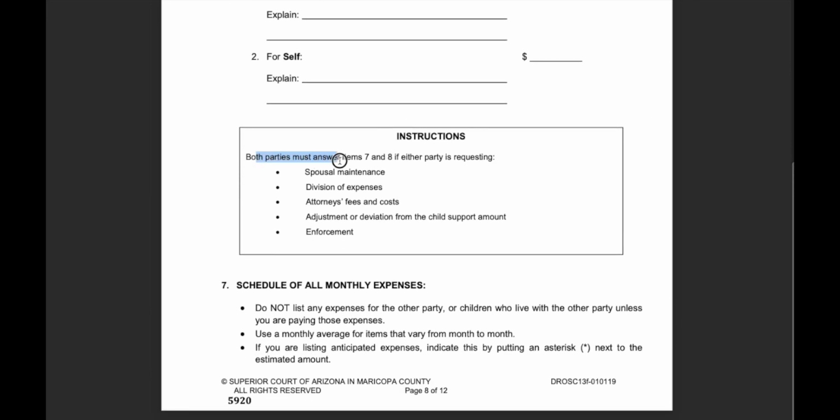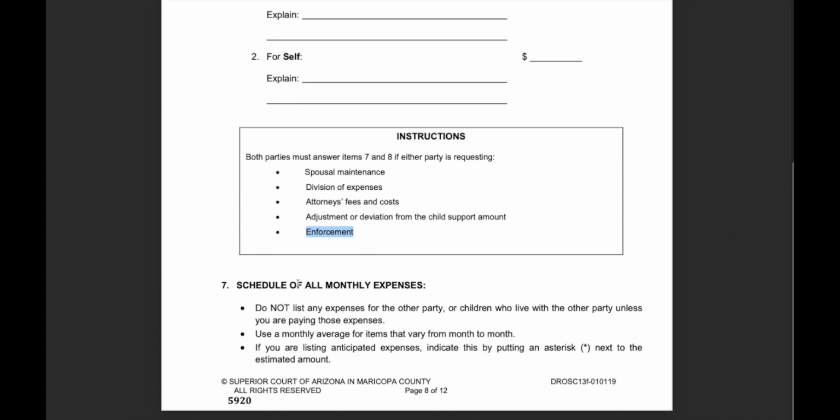Instructions: both parties must answer 7 and 8 if either party is requesting spousal maintenance, division of expenses, attorney's fees and costs, adjustment of deviation of child support amount, or enforcement. So as we briefly explained in this video, just about every client that comes in the door will have to fill out an affidavit of financial information.